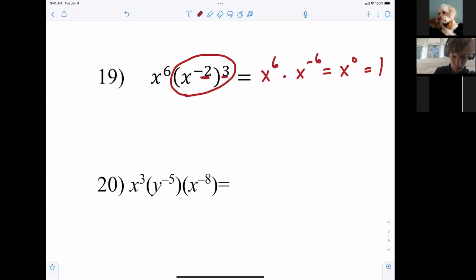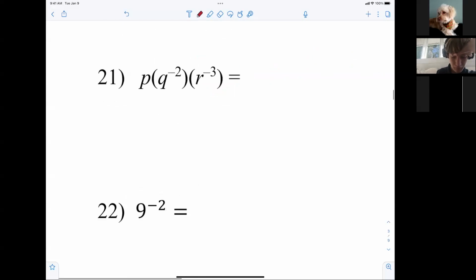All right, let's go. That's a good job, guys. 21. Again, we're just multiplying. So what do we do to the exponents?